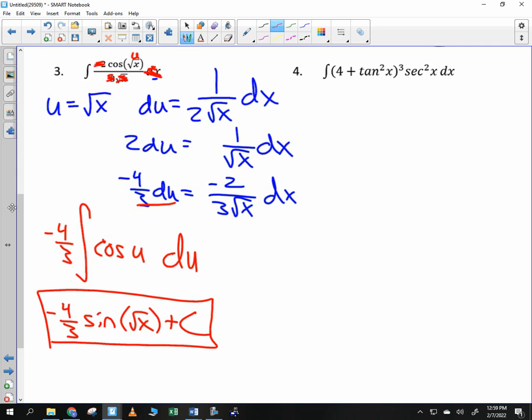Does the next one look impossible? No? Because I don't know how to do it. Honestly, I don't know how to do it. Every year I forget to change it. Instead of tangent squared, let's just do tangent. Anybody want to guess what u should be in this problem? 4 plus tangent of x. Good.